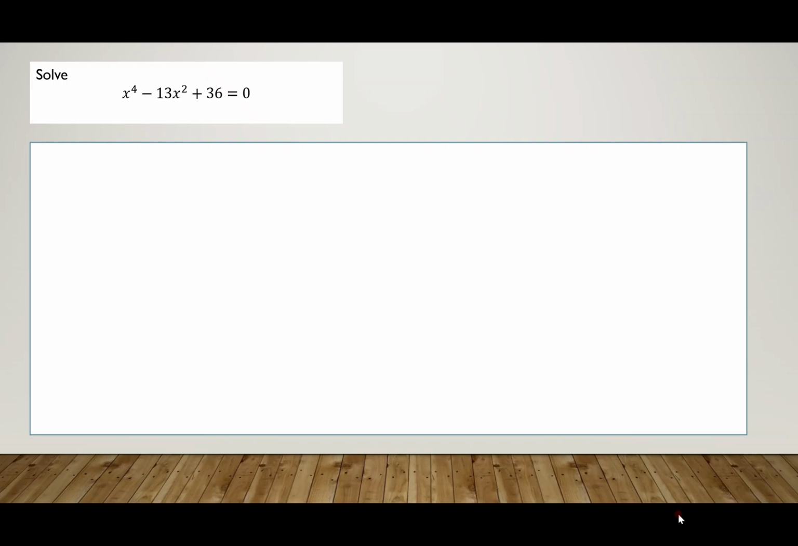So the first thing I'm going to do is rewrite this equation. So instead of writing x to the power of 4, I'm going to write this as x squared squared. What I can now see is that I've got an equation in terms of x squared. And you can possibly already see the quadratic forming. I can see that I've got a squared term, I've got a numerical term. It does look like that quadratic we're used to seeing.